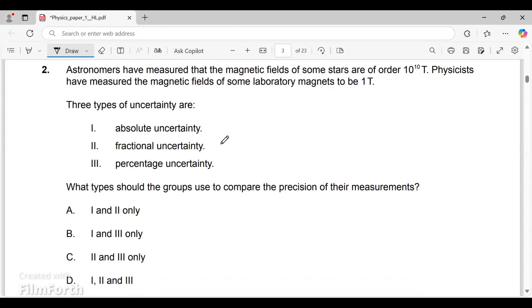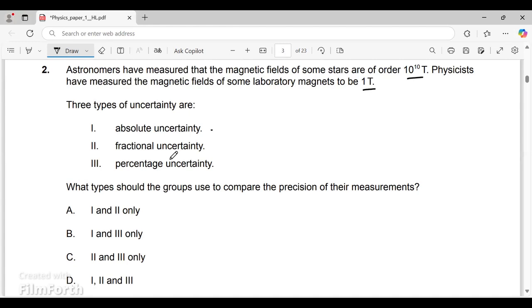Absolute uncertainty, since the measurements of magnetic fields for astronomers and physicists are on very different scales. For example, 10 to the power 10 T for stars and 1 T for laboratory magnets. Absolute uncertainty will not provide a meaningful comparison, as the scale of uncertainty becomes less relevant when comparing vastly different magnitudes. So this one is no. Okay.